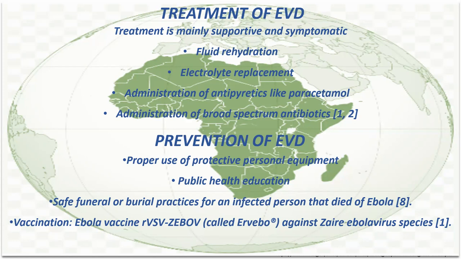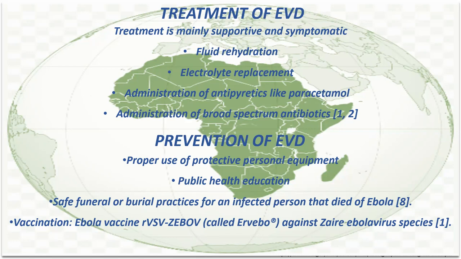Another one is public health education. Public education is in the sense that you have to educate people about how to control the virus, for example, being careful, how they handle barrier practices, and also talking about the disease, especially when there is an outbreak of the disease. Then another one is safe barrier practice for an infected person. Of course, we said that the dead body of an infected person can also affect someone when you come in contact with it.